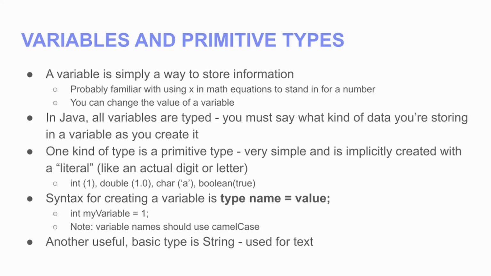There's also a very useful type, string, which is used for a string of text, so double quotes. It's technically not a primitive type just because of how it's stored. It's actually like a custom object that Java gives you anyway, but just know that with string you get a lot of built-in features that you can use with a string variable.